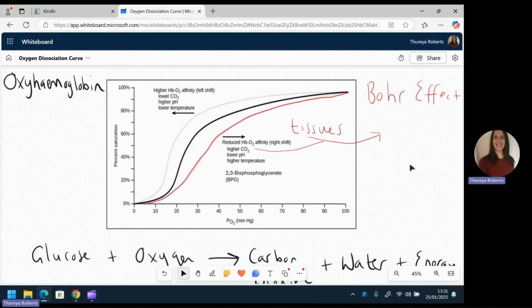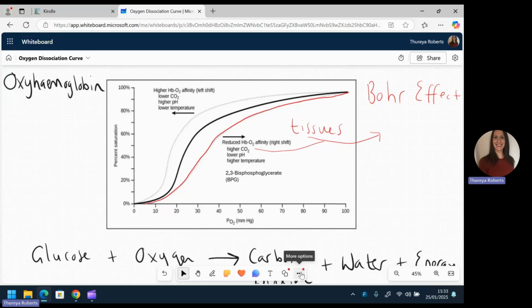So overall, we can see if we've got a higher environment of carbon dioxide, or we've got a lower pH and acidic environment, or if there's a higher temperature or increased levels of 2,3-BPG, then we're going to have a right shift in the oxygen dissociation curve graph. This high temperature is a result of cellular respiration and metabolism taking place in the tissues.